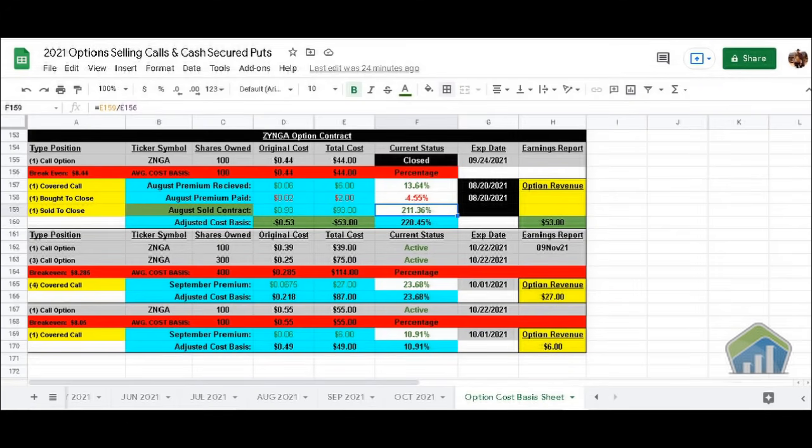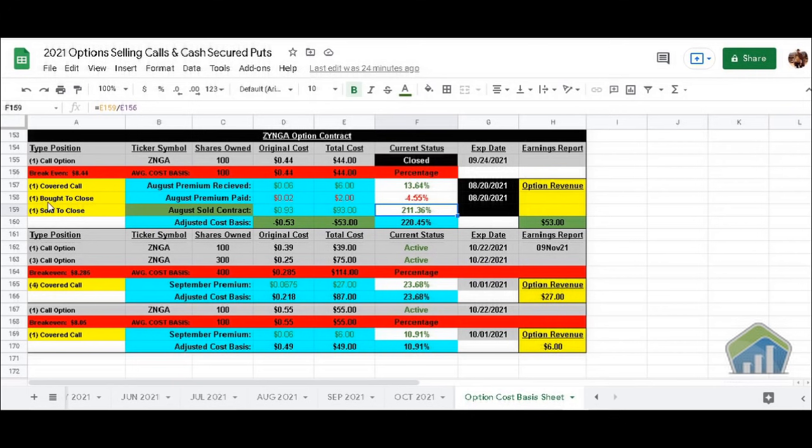And what I'll do is show you my spreadsheet. I always put spreadsheets together to show you exactly what's going on with how I work my Zynga deals, right? So this is the old Zynga deal from August. You can see that I picked up one option contract, 100 shares. Original cost was 44 cents or $44. It's closed right now because we got out of it, right? We were able to sell it off. So we did a covered call option against it, picked up 6 cents or $6, 13.64% overall. It expired on August 20, 2021.